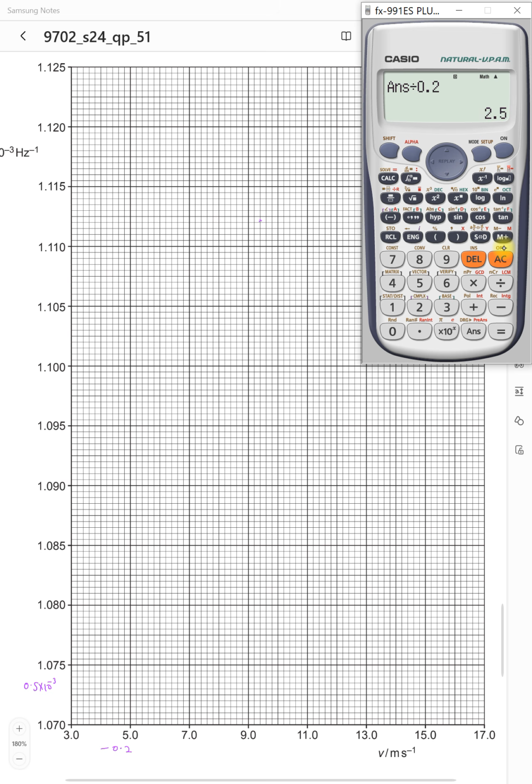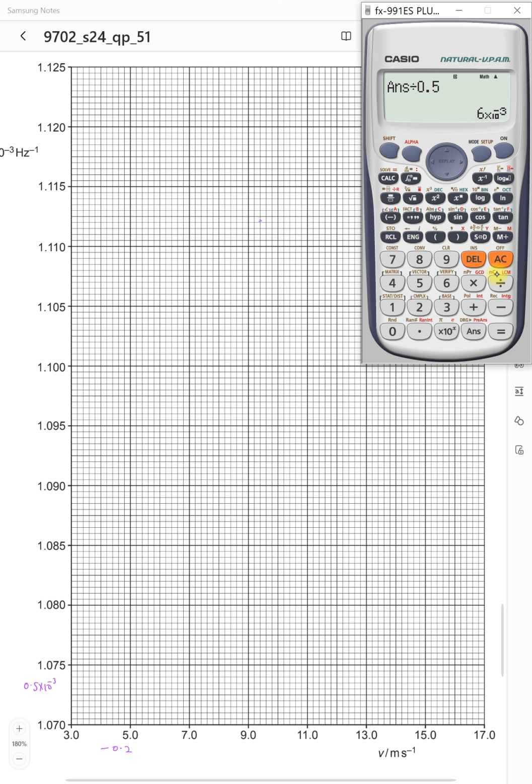Then on the y-axis, I'm going to plot 1.118. 1.118 is after 1.115, so I'll say 1.118 minus 1.115 divided by the scale, which is 0.5. So I'll just add 6. I think there are 6 small squares. Maybe let me repeat this again.